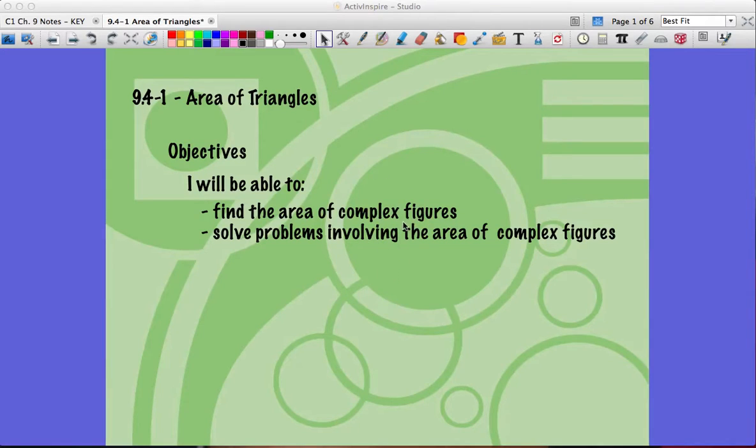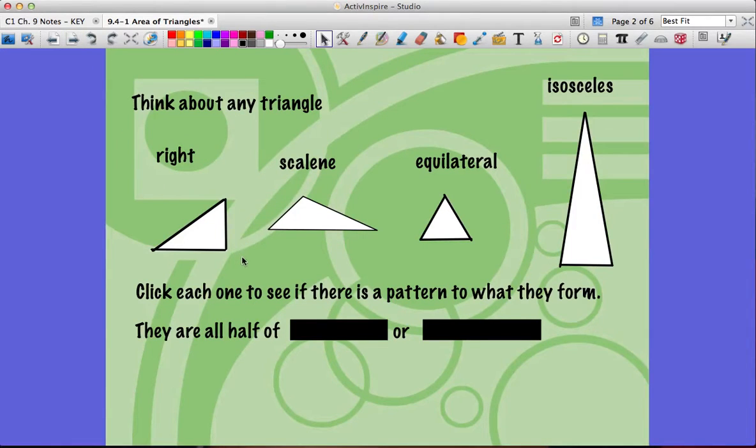Welcome to Lesson 9.4, Part 1, Finding the Area of Triangles. When we're working on finding the area of triangles, we first have to understand why the formula works. So I'm going to show you a little trick.